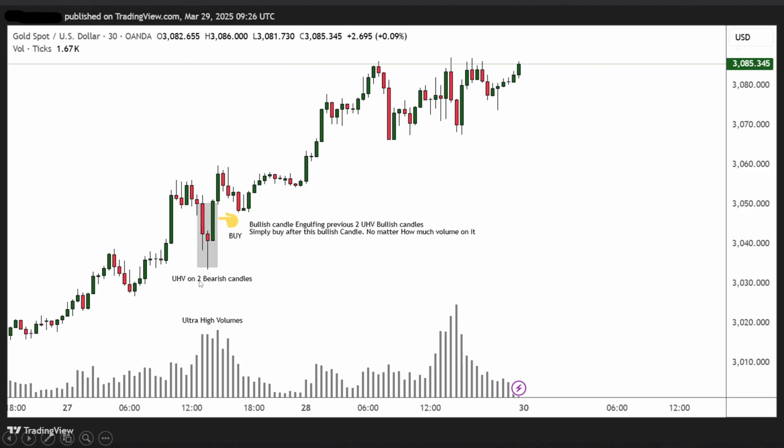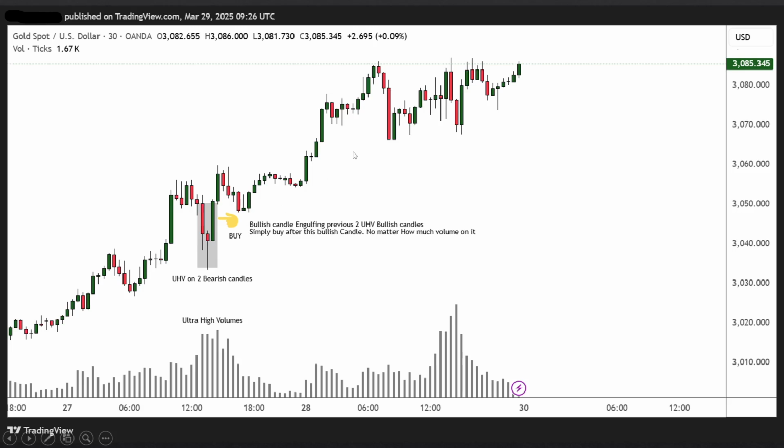There is ultra high volume on two bearish candles, and you know that market makers, the big players, the smart money, the institutional traders, what they do, they buy on sell candles. And with too much volatility in the market, these drops give an emotional impact to the retail traders. They panic and they sell.